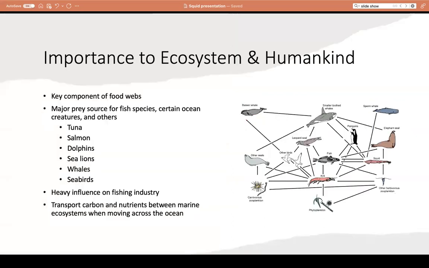And lastly, we're going to talk about the importance to the ecosystem and humankind. They are a major component of food webs and a major prey source for species such as tuna, salmon, dolphins, sea lions, whales, and seabirds. They have a heavy influence on the fishing industry, like we talked about before, and are used in many restaurants. They are also able to transport carbon and nutrients between marine ecosystems when they move across the ocean.